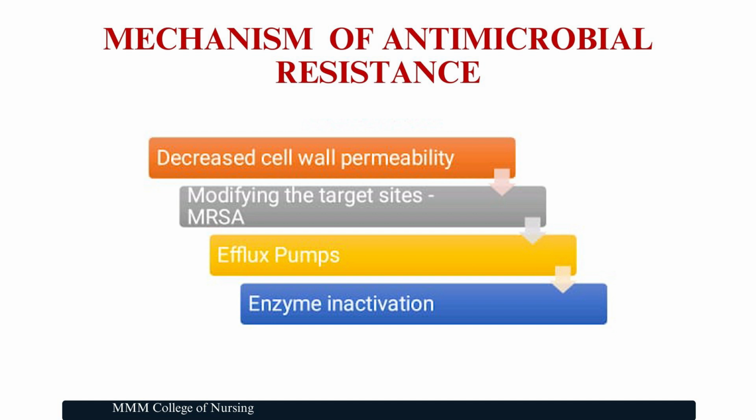So that leads to modifying the target site, MRSA, which leads to efflux pumps. Certain bacteria can expel the antibiotic as soon as it enters the cell by using expulsion pumps called efflux pumps. The example is Escherichia coli, and which leads to enzyme inactivation. Certain bacteria produce enzymes that can inactivate the drug. Several groups of enzymes are produced by bacteria, for example beta lactamases and aminoglycoside-modifying enzymes. So these are the mechanisms of antimicrobial resistance.